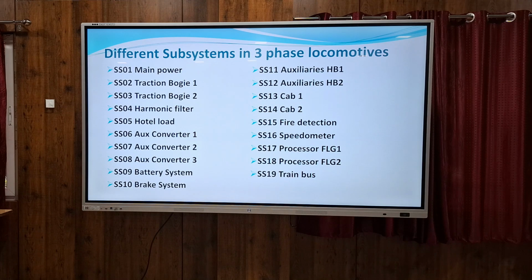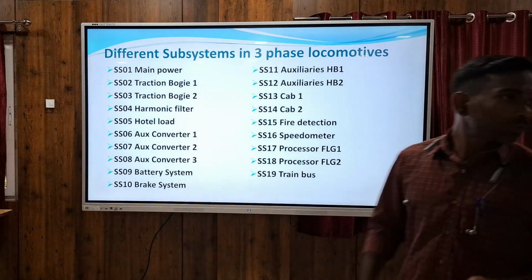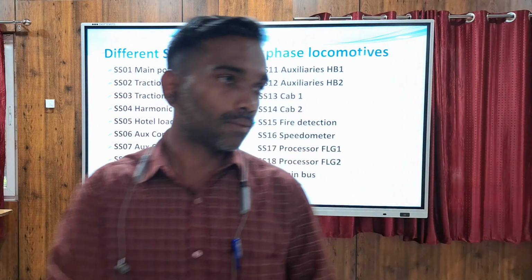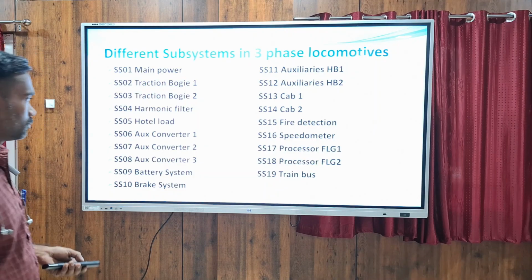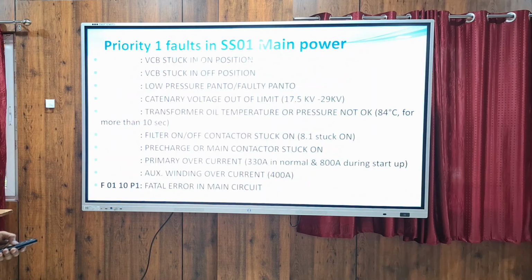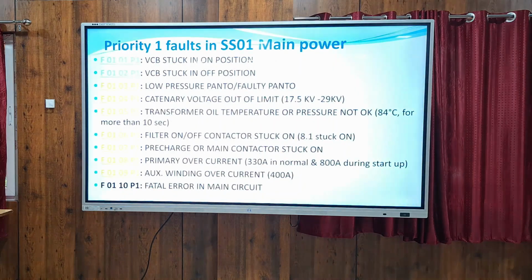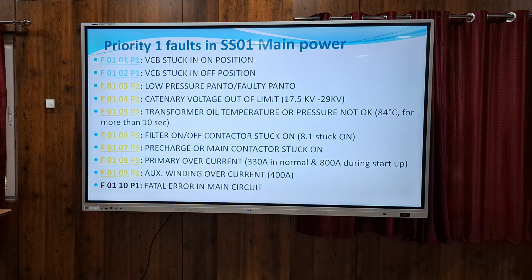Speedometer. It's a subsystem. Speedometer. No, speed sensor will come in SR. In main power, these are the fault codes.